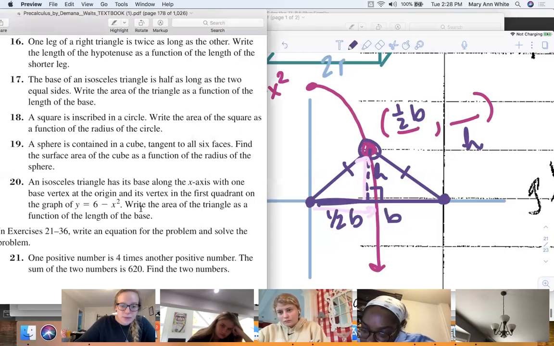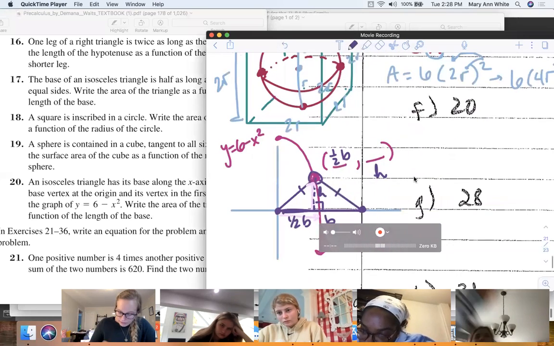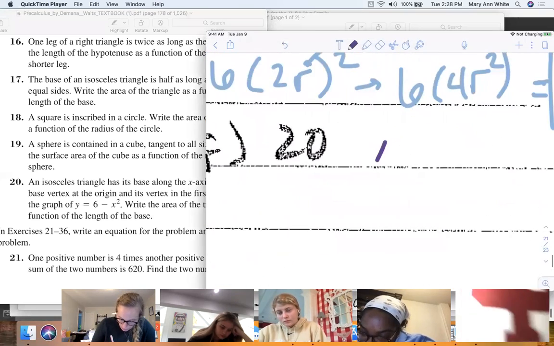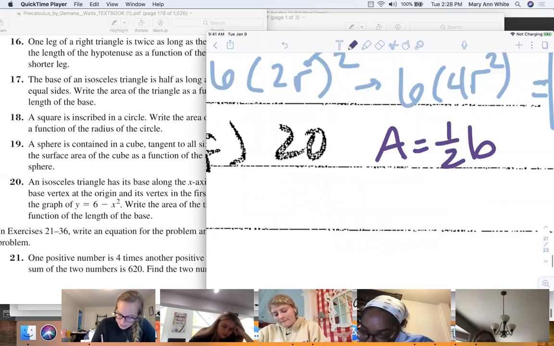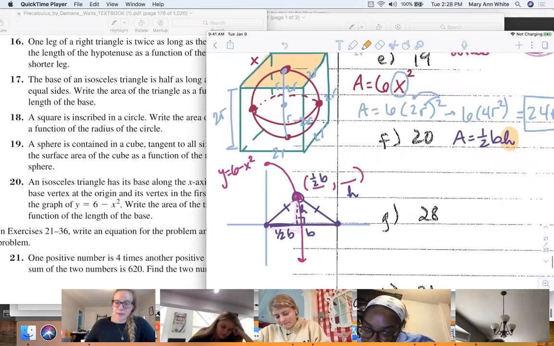My directions say write the area of a triangle as a function of the length of the base. So that's all fun and games. Area we know is 1/2 base times height. That's cool. The only thing I gotta figure out is my height. So that's why I was all bent out of shape about the Y value and the height a second ago, because in order to do area, I have to know my height.